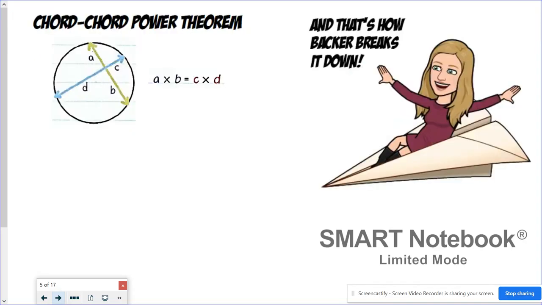So that's the Chord-Chord Power Theorem. It's pretty easy to use. You just have to find the product of the segments of each chord, set those two things equal to one another, and solve. And that's how Backer breaks it down.